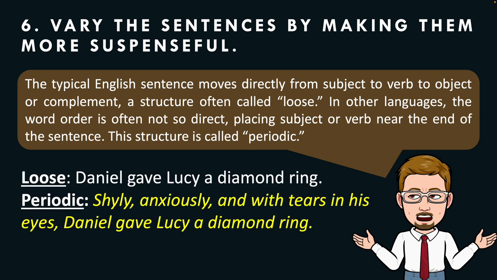So Daniel gave Lucy a diamond ring, a very simple one. Subject, Daniel; gave, which is the verb; Lucy, the indirect object; and a diamond ring is the direct object. So in a periodic sentence, I would add adverbs such as shyly, anxiously, and with tears in his eyes, comma, then Daniel gave Lucy a diamond ring. Periodic sentences would work in narrative, for example, in a story, to create, like I said, suspense.